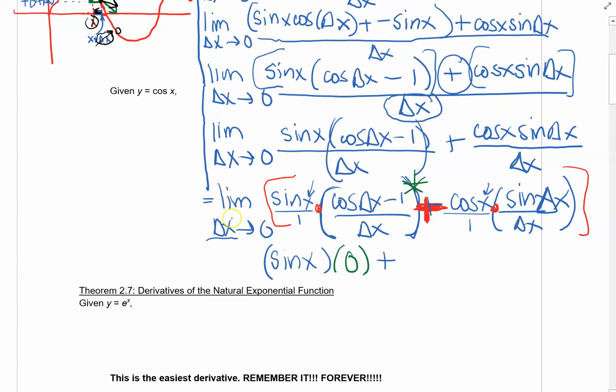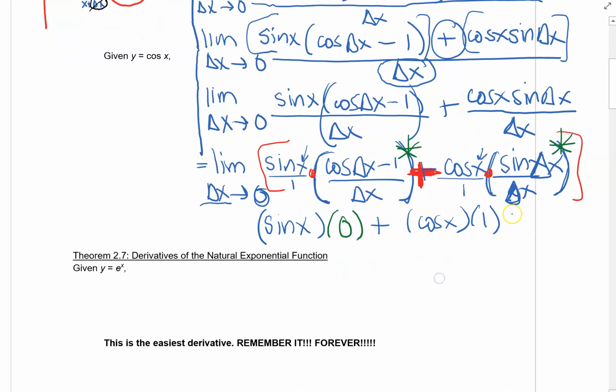So the fact that delta x is approaching 0 doesn't affect x. So then that's just cosine of x, doesn't change. And then times the limit as delta x approaches 0 of sine of delta x over delta x, which again is another one of our special limits. This limit here approaches 1 as delta x approaches 0. So that just turns into 1.